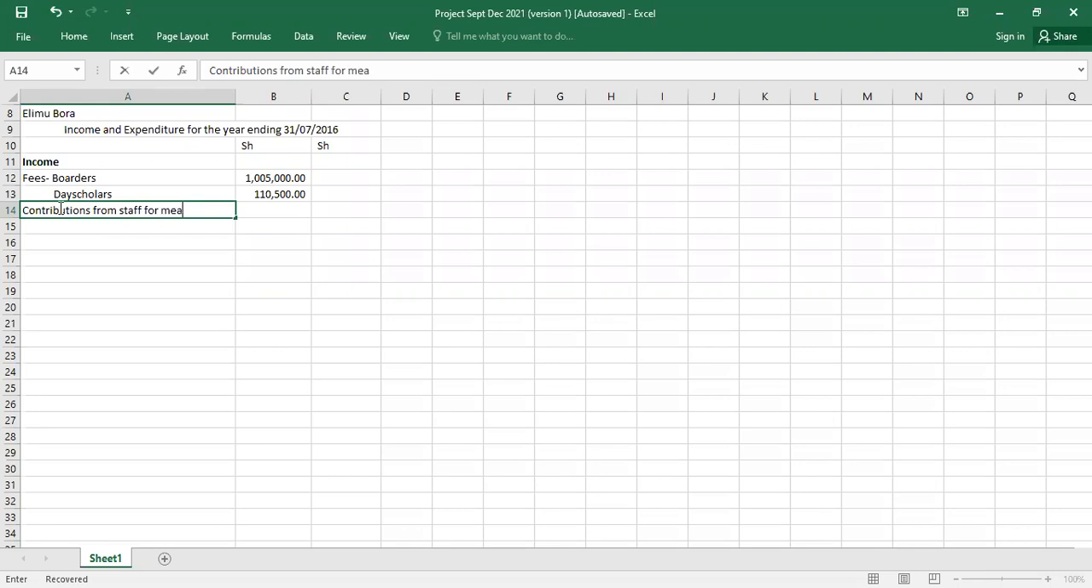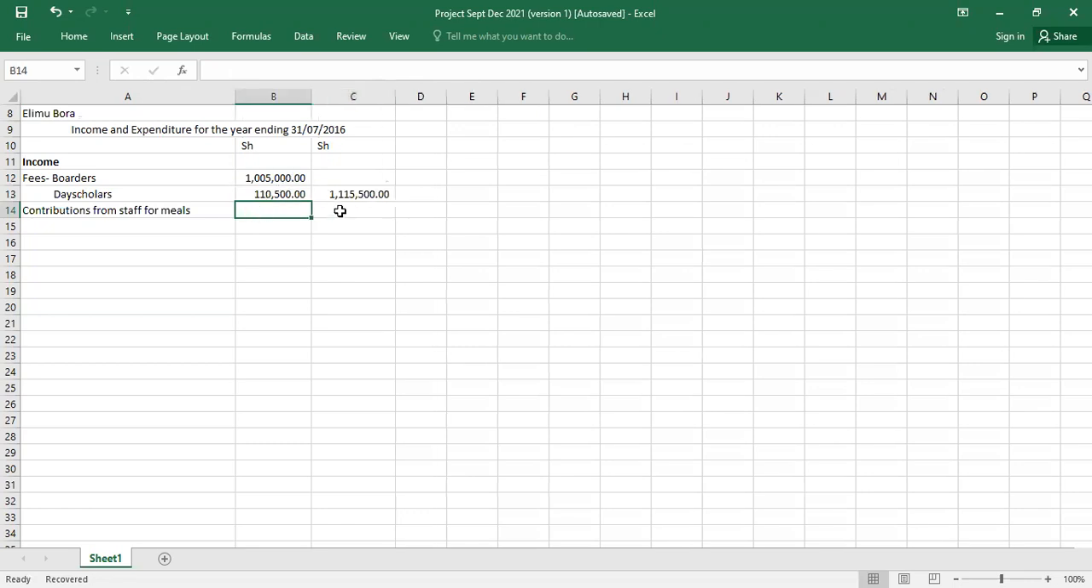Let me be specific. What are they giving? You can add this. This belongs to the same family. What have the staff contributed? 12,000. Then the other contribution is bursary fund. We have that part of bursary that is income, bursary fund. The amount is 7.5, right? Any other income?